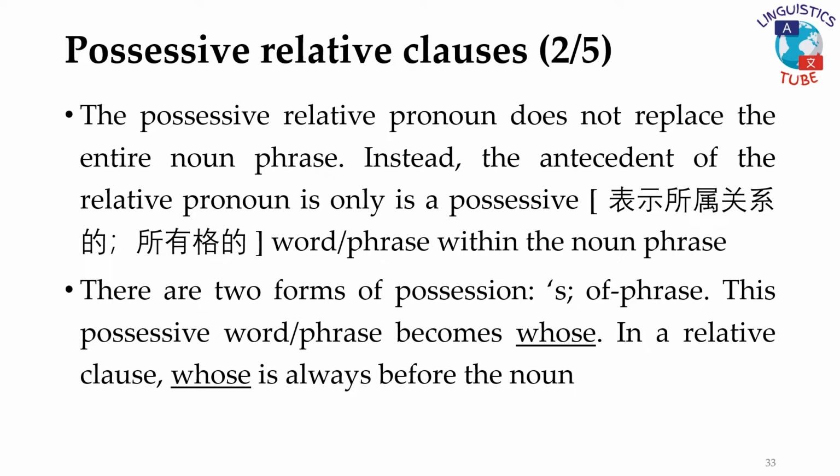When we convert the relative clause into two full sentences, the apostrophe s is always before the noun, whereas the of phrase is always after the noun. But when we convert the two full sentences into a relative clause, the possessive relative pronoun always moves to before the noun.